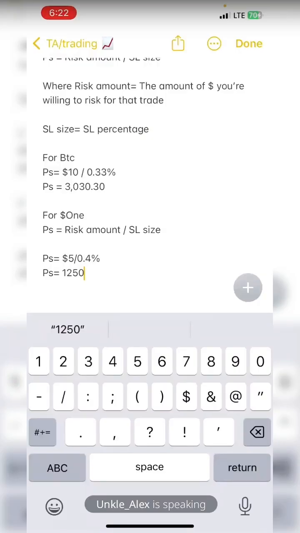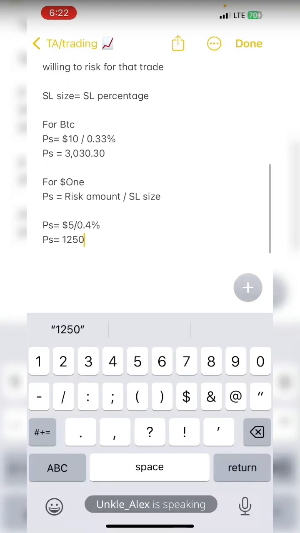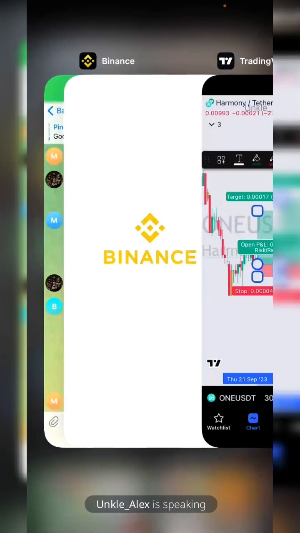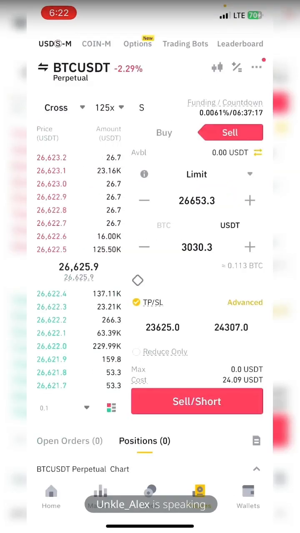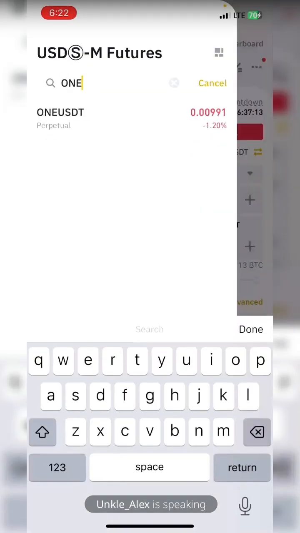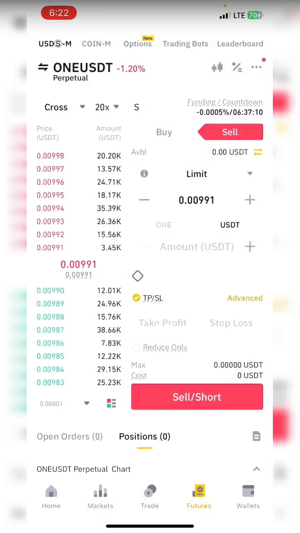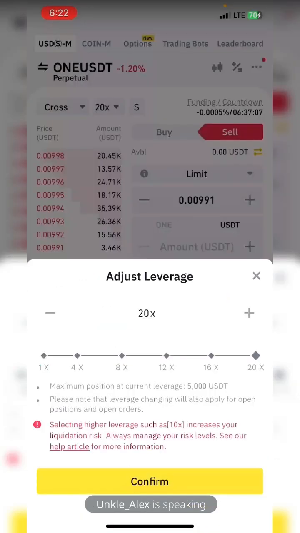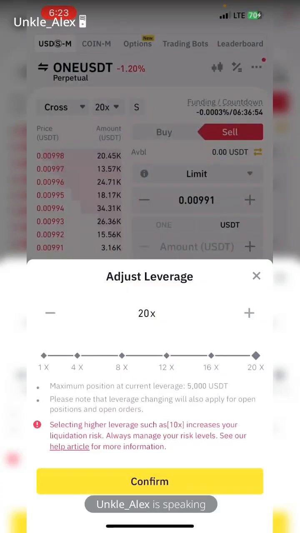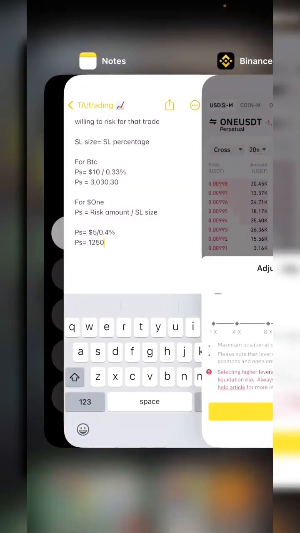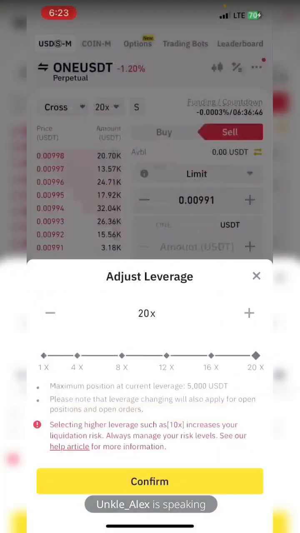This position size will determine how much of our account balance will go into this trade. It will determine the capital that will be used for this trade. So let's come to Binance. Remember, the pair we analyzed is 1, ONE, 1. Yes, sir. So here, you pick, remember, the maximum leverage for this pair is 20x. Remember what I said? You can use as much leverage as you want, but if you get stopped, you'll be losing just the risk amount, which is how much? $5 for this trade. Remember that.